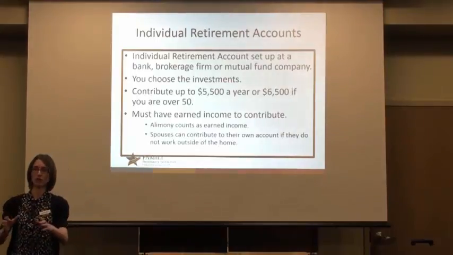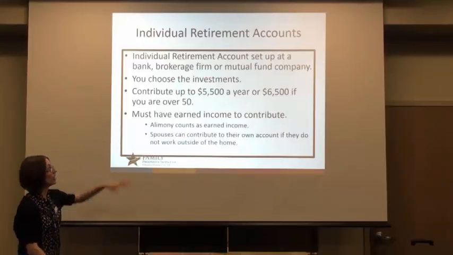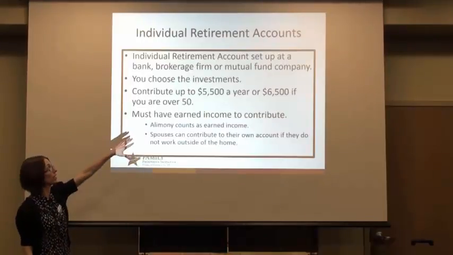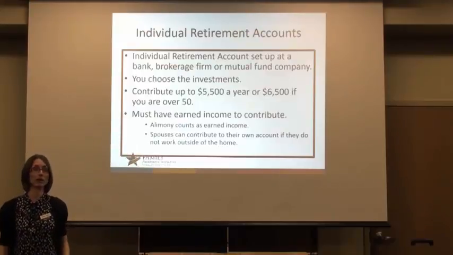Same for everyone in here. You can invest it and then your spouse can also invest. So in IRAs per household, you could end up investing between $11,000 and $13,000 a year depending on age.